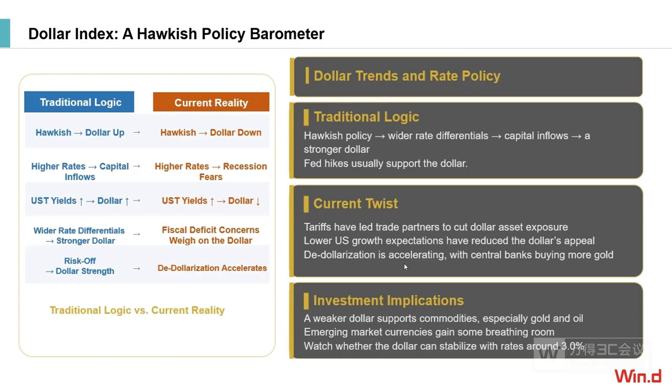The previous framework was built on the interest rate parity theory. Fed hawkish policy gives rising U.S. Treasury yields, gives widening interest rate differentials, gives capital inflows into the U.S. dollar appreciation.